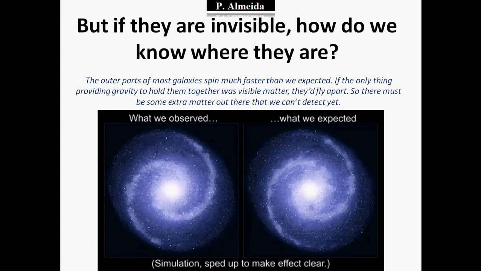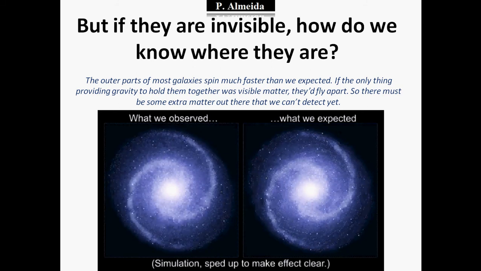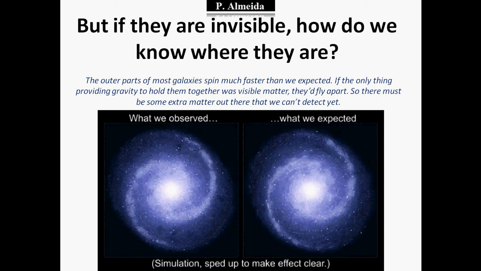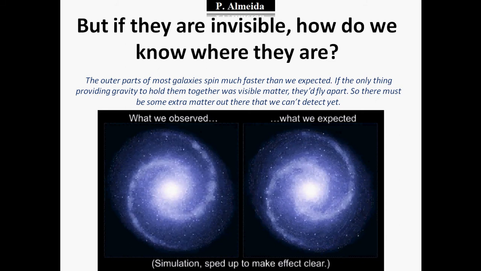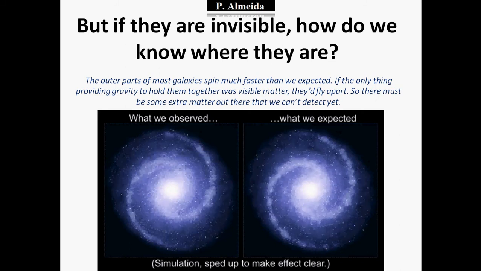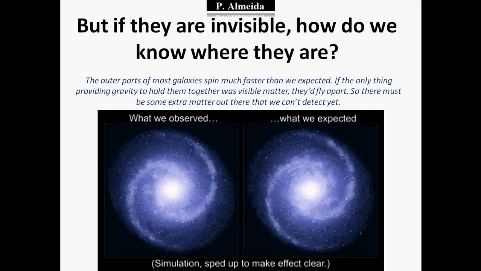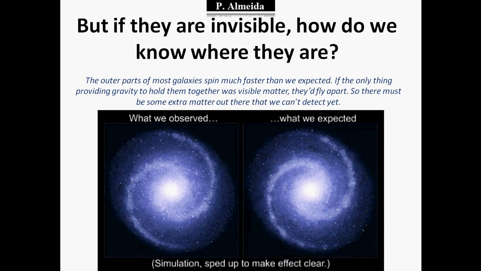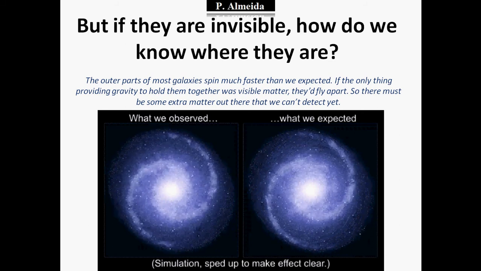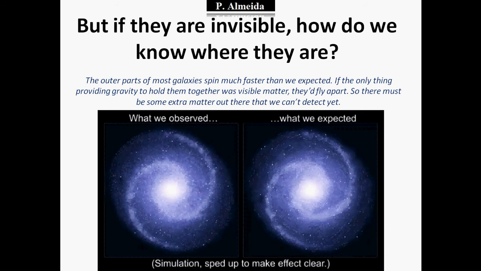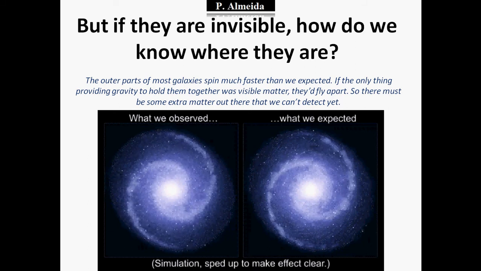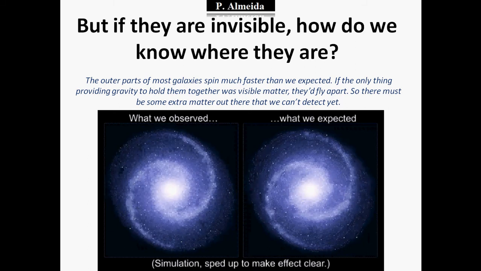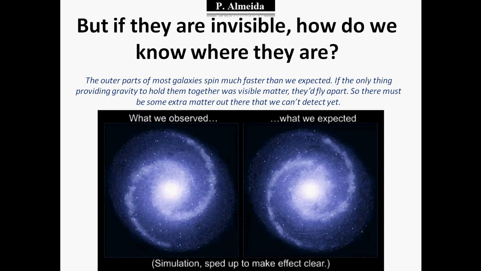So here you have an animation that I got somewhere on the internet. On the left is what we observe, the galaxy spinning around itself much faster, and on the right, what we expected with the amount of matter we actually have. And as you can see, it spins much slower. So for the galaxies to spin as fast as we observe and calculated them to be spinning, we had to have more matter, and this would be this dark matter, okay?